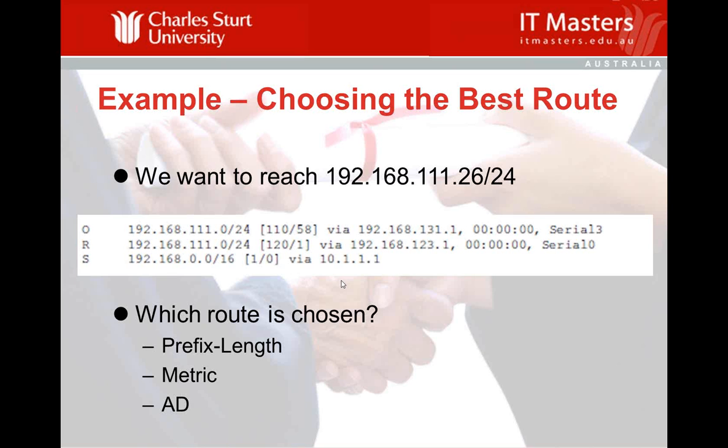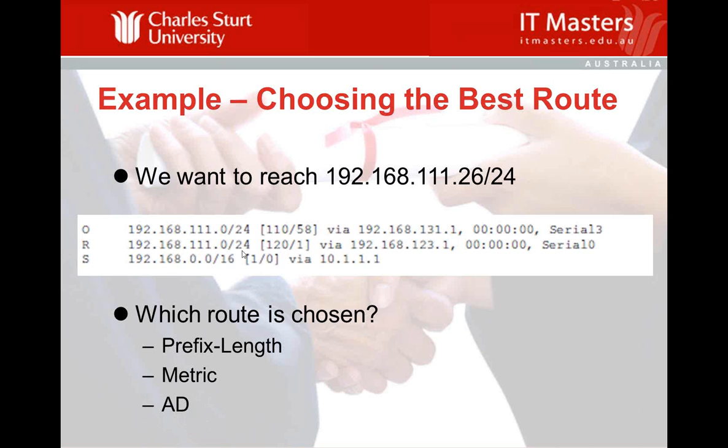We then look at metric. The metric on this one here is 58 for OSPF. This one here is 1. So there's a clear winner. In this case, because the metric of RIP is lower, it would actually take the RIP route. It doesn't get to the point of going to the administrative distance because it's already matched.